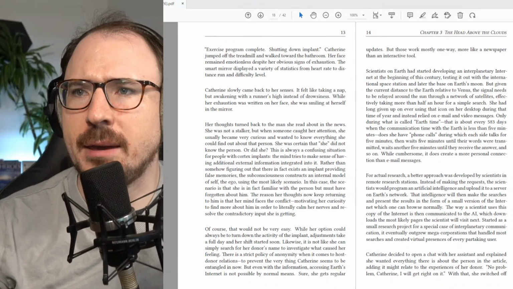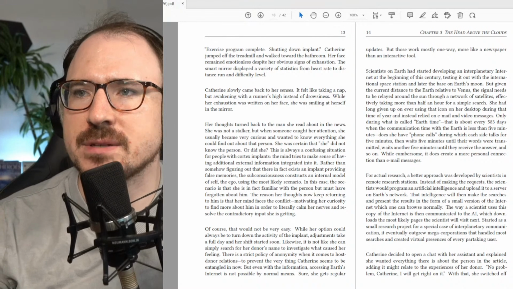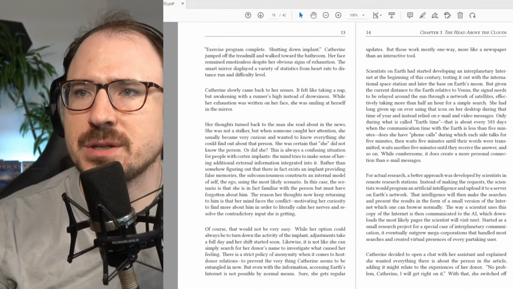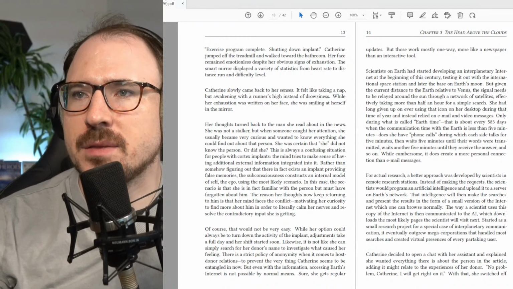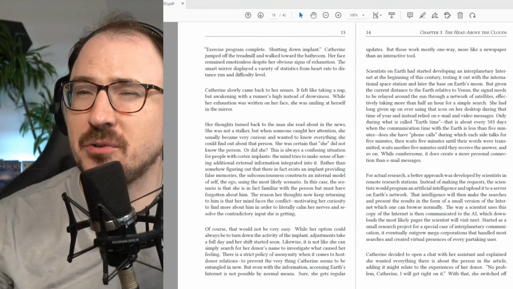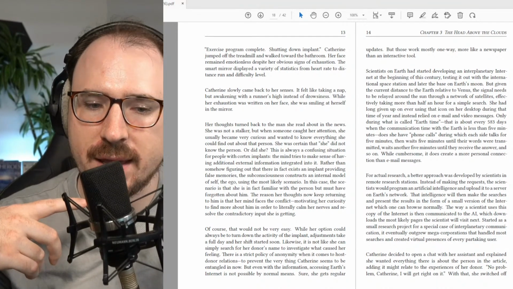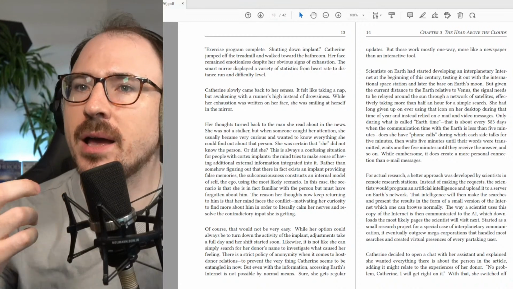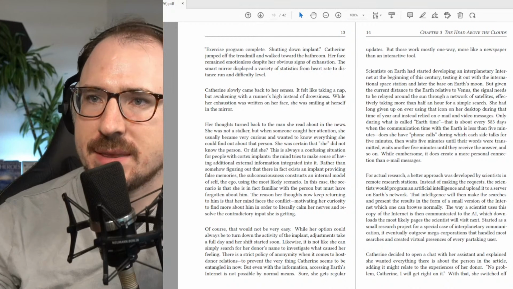Catherine slowly came back to her senses. It felt like taking a nap, but awakening with a runner's high instead of drowsiness. While her exhaustion was written on her face, she was smiling at herself in the mirror. I think that this is well done, especially because of the jump for the reader. So the reader was taken out. Before, we said, okay, hey, it's now time for exercise. And now, okay, exercise is complete.